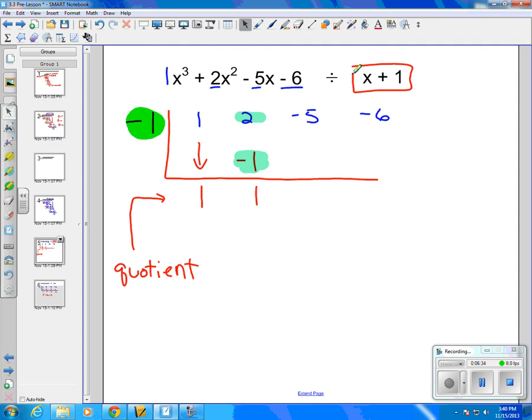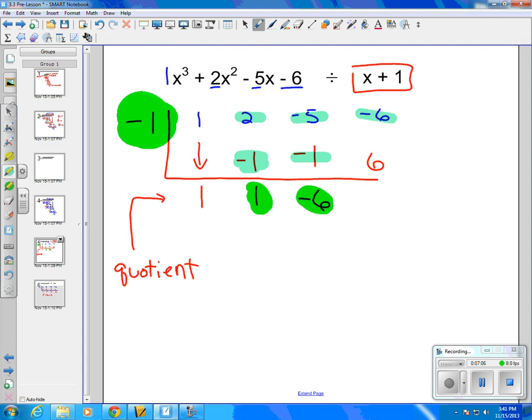Once we have a term in our quotient, we multiply it by our divisor. So I'm going to do negative 1 times 1, and that will give me negative 1. Once again, I will add these terms down. So negative 5 plus a negative 1 is negative 6. And then once again, I will multiply the negative 6 times our negative 1. So negative 6 times negative 1 gives me positive 6. And once again, I will add these two terms down. Negative 6 plus 6 gives us 0.